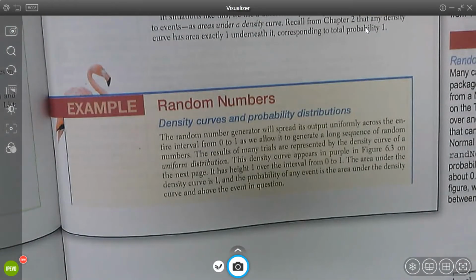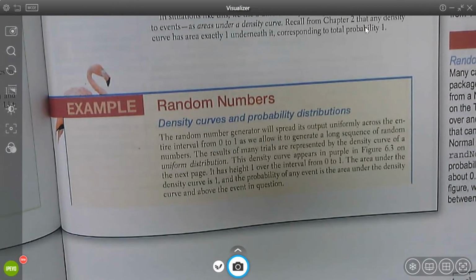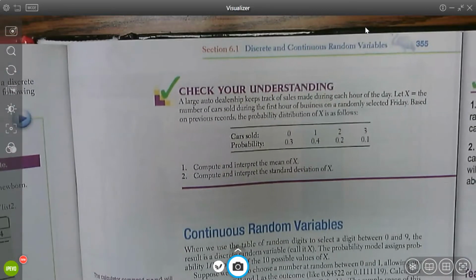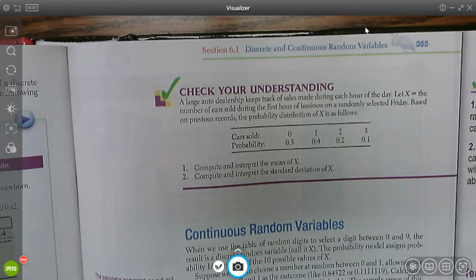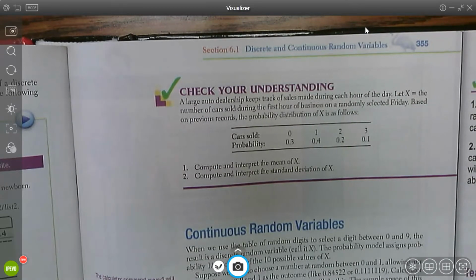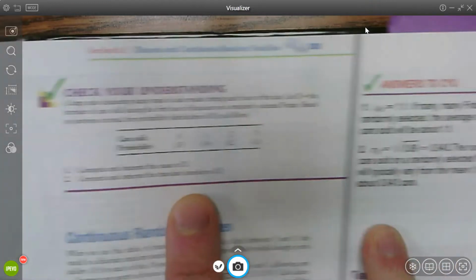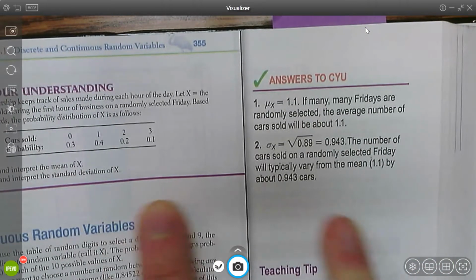So for a discrete random variable, you need to understand how to calculate the mean and the standard deviation, and then the interpretation. So where is this? Yeah, right here. Okay. All right. A large dealership keeps track of how many cars they sell. Okay, we did this question in class, I think. Interpret the mean. Well, the mean's 1.1, and this is going to incorporate the law of large numbers.